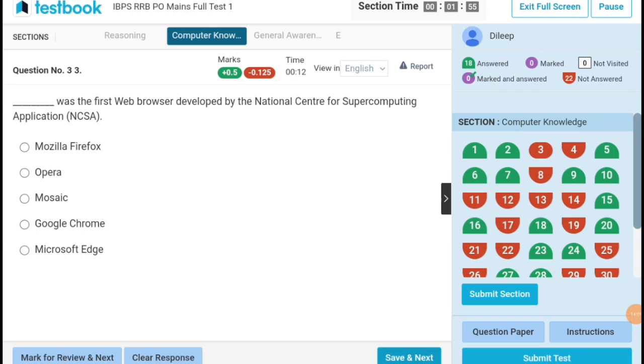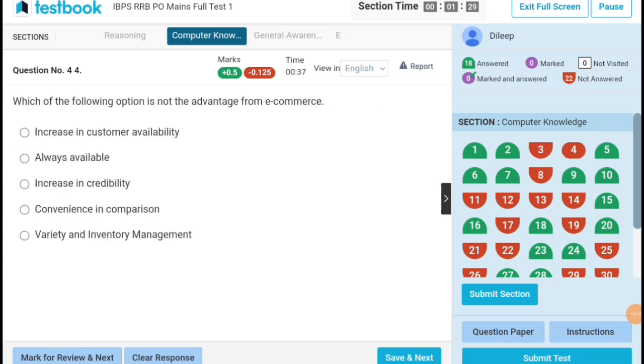Mosaic was the first web browser developed by the National Center for Supercomputing Applications. Opera, I think. I think it is Opera or... Next. Advantage of e-commerce.